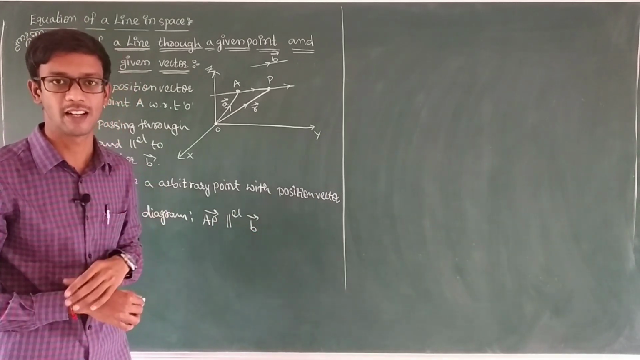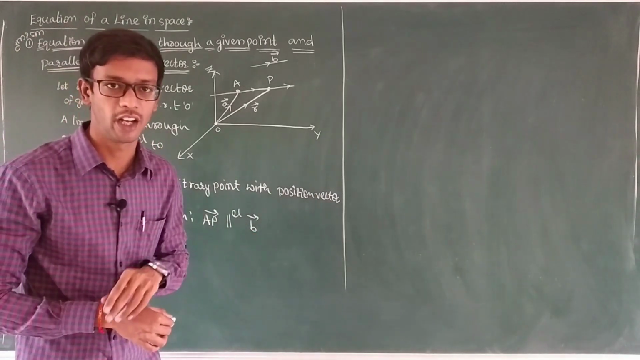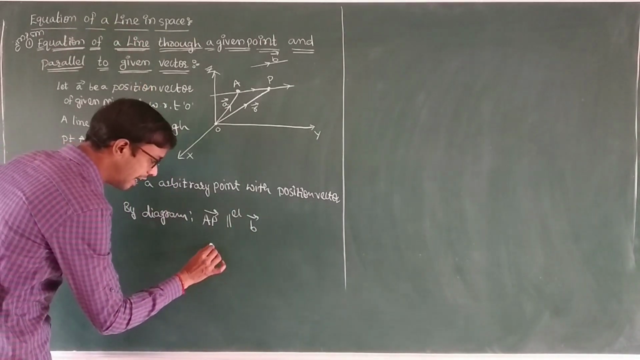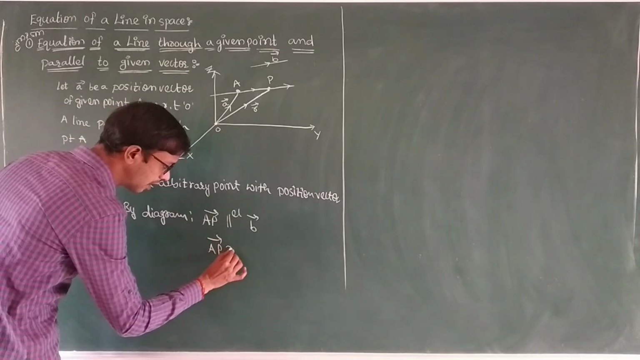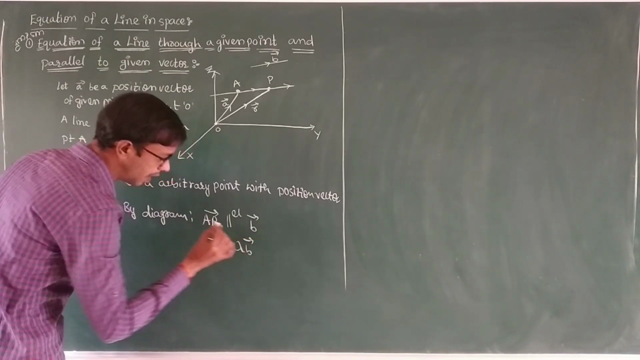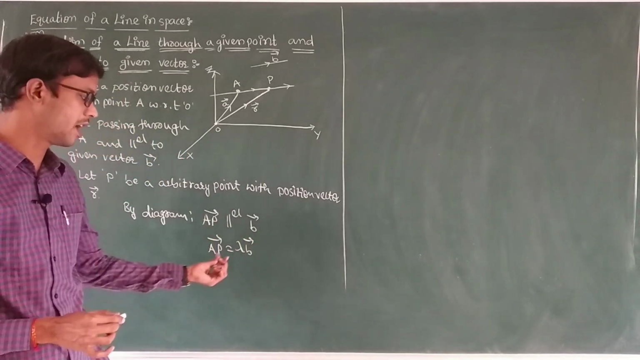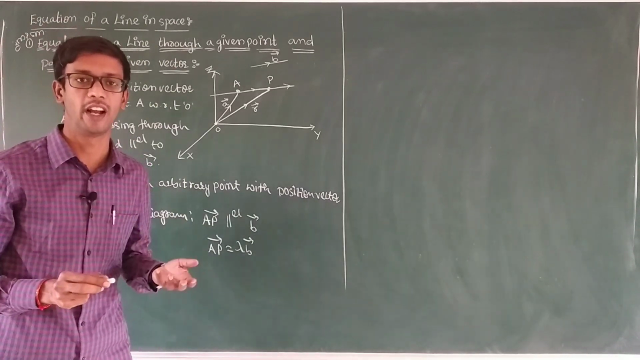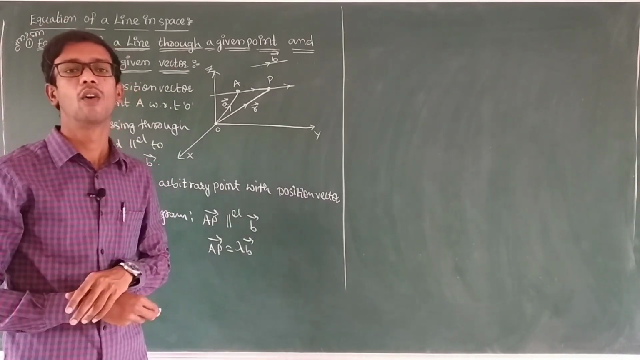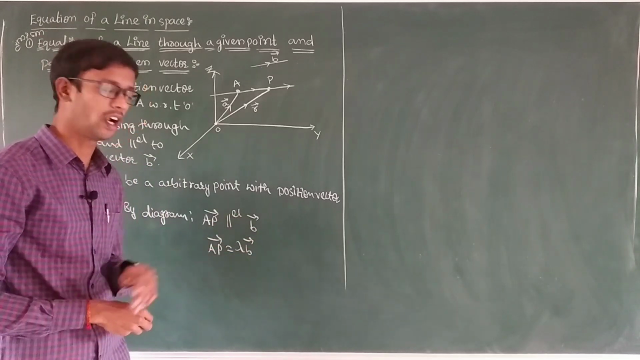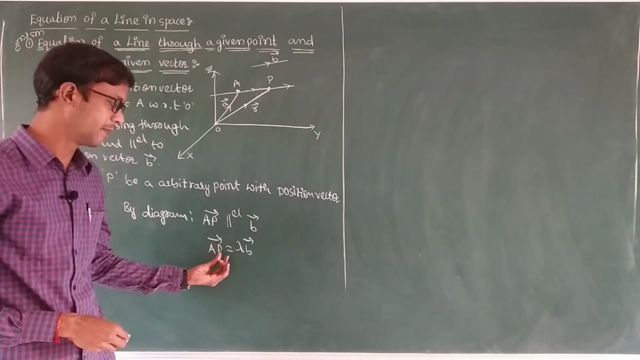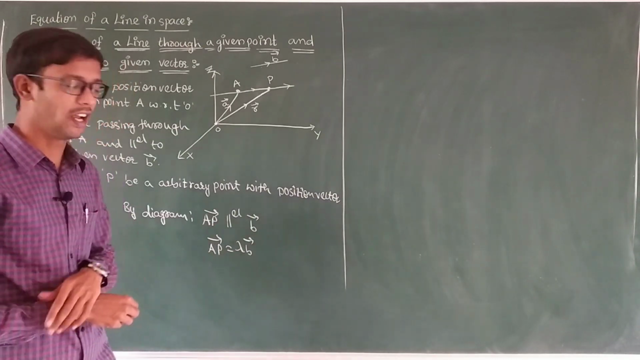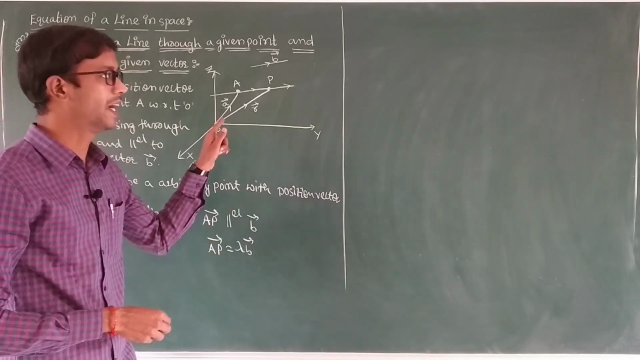We have two collinear vectors, so we can write AP bar is equal to lambda B bar. If we are showing this, then the two vectors are collinear. So by the collinear concept, I am writing AP bar is equal to lambda B bar. This is enough for this step.